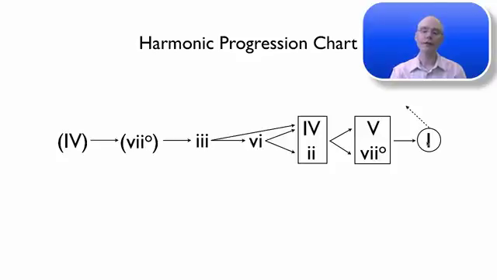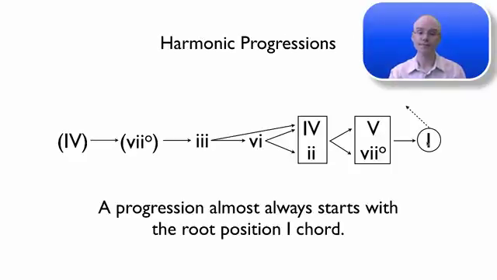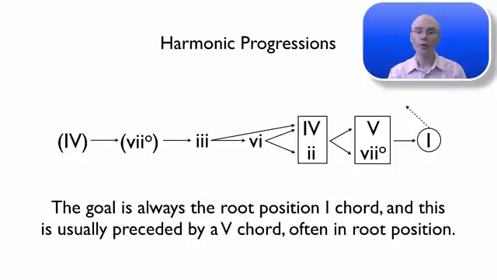Okay, so this already tells us something about harmonic progression in classical music. The first is this. Any harmonic progression almost always starts with a root position 1 chord, and then it can go to any of these other chords. The goal is always the root position 1 chord, and this is usually preceded, as we see here, by a 5 chord, and that 5 chord is usually in root position as well.